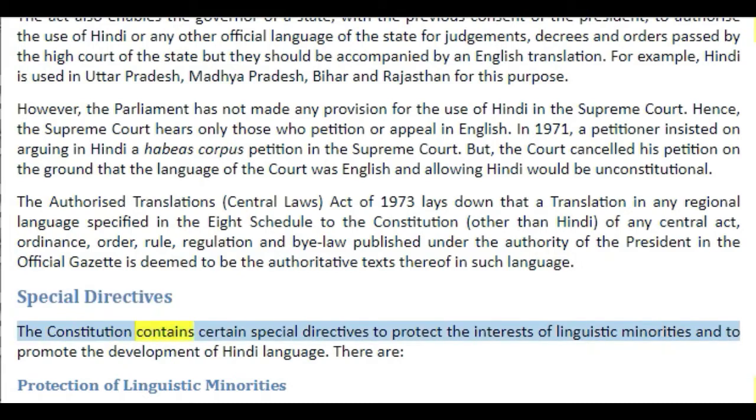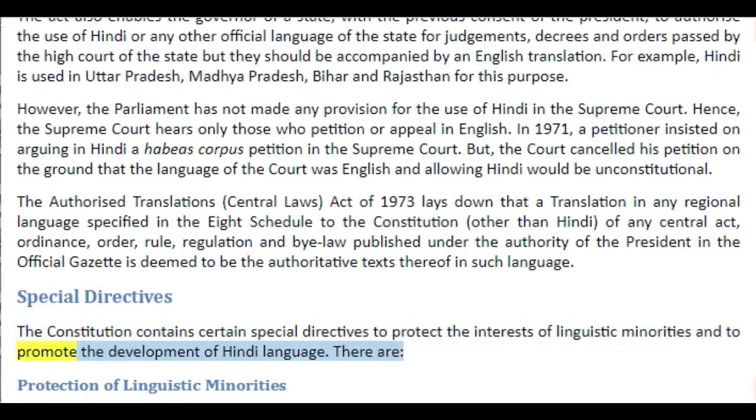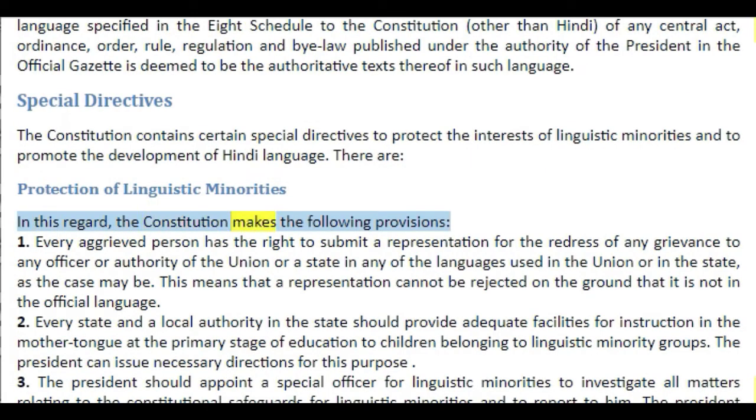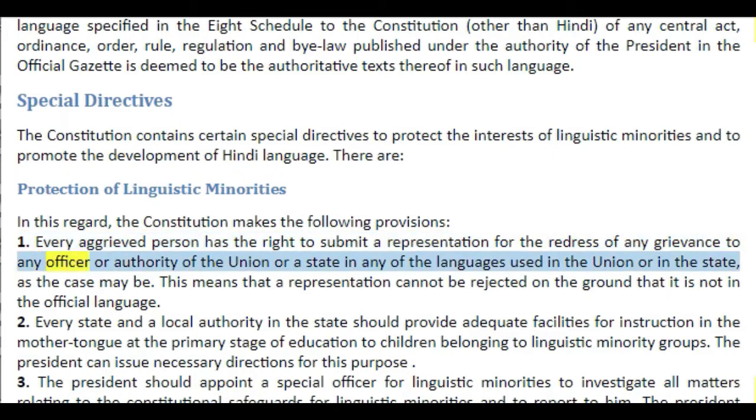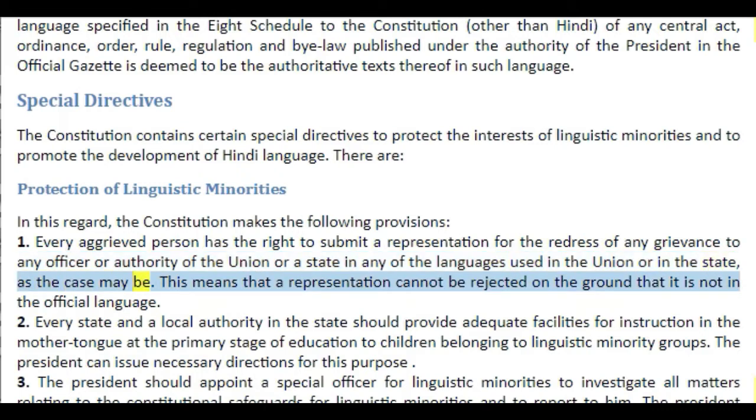Special Directives. The Constitution contains certain special directives to protect the interests of linguistic minorities and to promote the development of the Hindi language. Protection of linguistic minorities. In this regard, the Constitution makes the following provisions. 1. Every aggrieved person has the right to submit a representation for the redress of any grievance to any officer or authority of the Union or a state in any of the languages used in the Union or in the state, as the case may be. This means that a representation cannot be rejected on the ground that it is not in the official language.